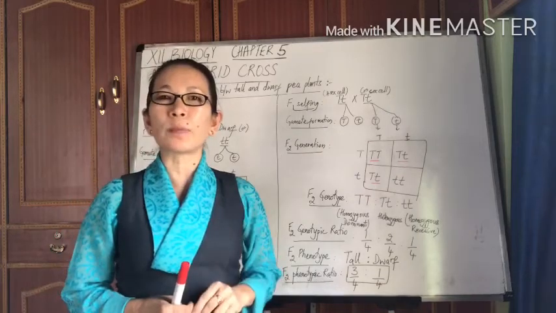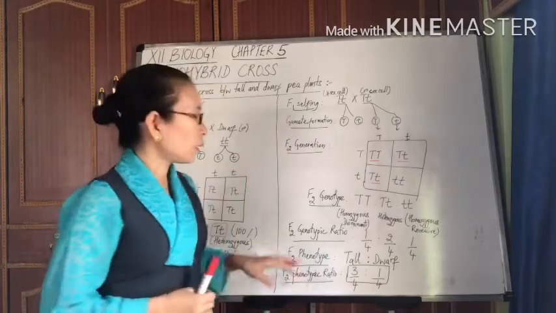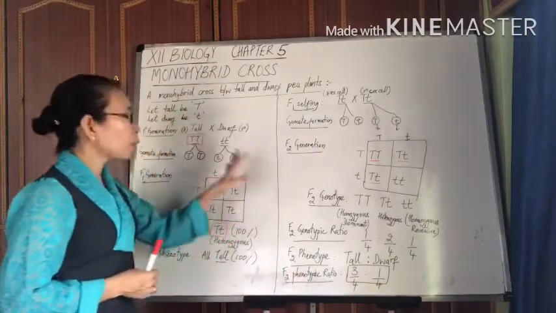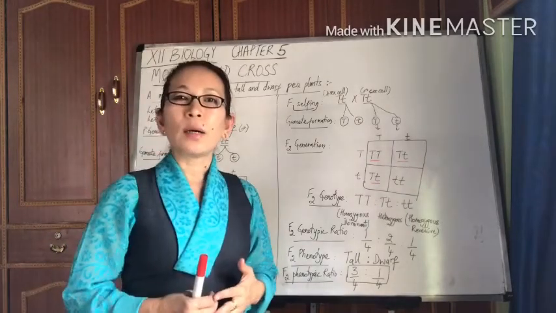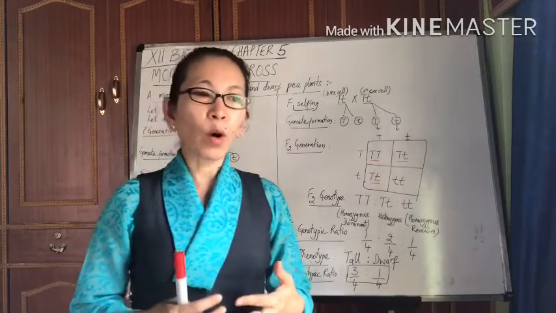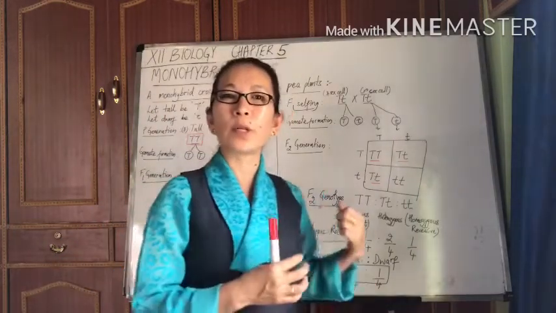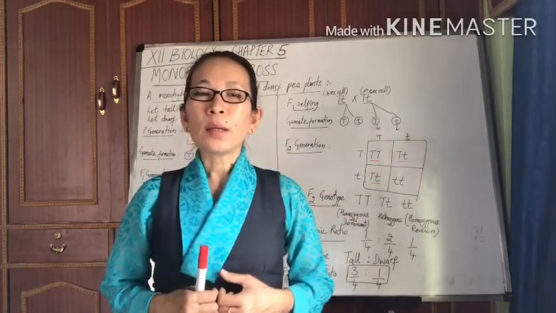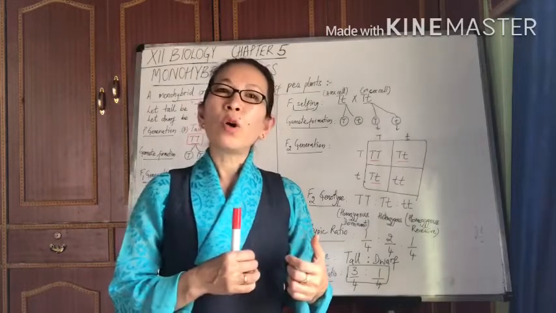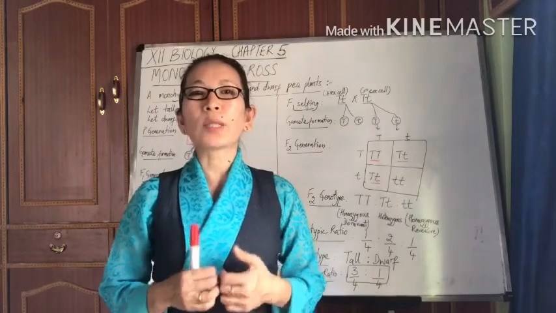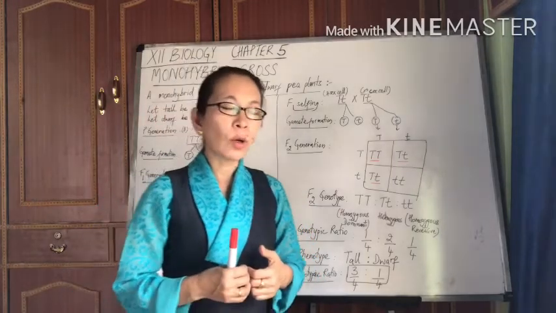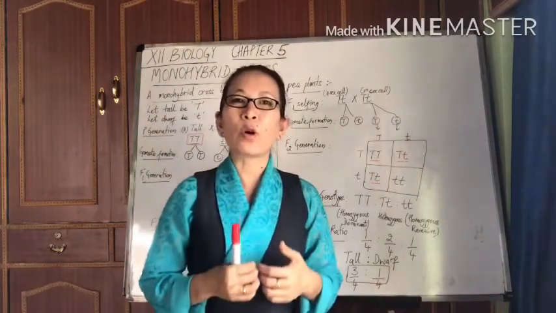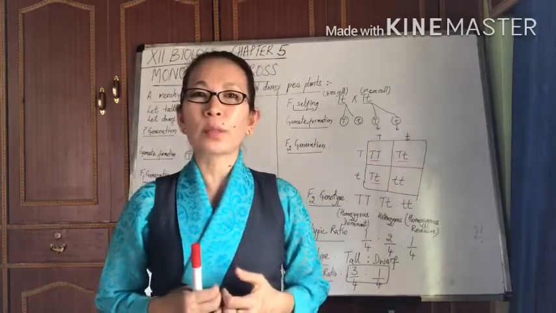So now how did Mendel confirm, or how did Mendel test that the genotype of a particular dominant trait, like for example the tall trait, is a homozygous genotype or a heterozygous genotype? So for this, Mendel managed to design another type of cross which is known as test cross.